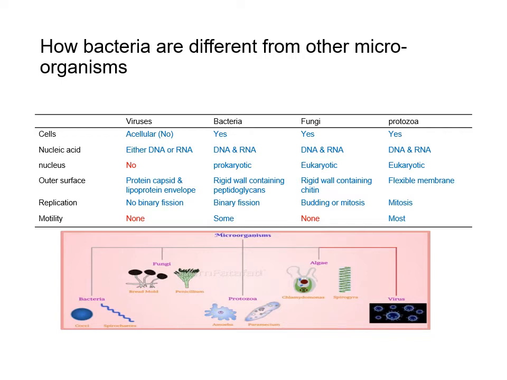The second point is replication. So bacteria replicate by a means of binary fission or division, while the others, like fungi, they reproduce by budding or mitosis. Protozoa, they reproduce by mitosis as well. Viruses replicate actually by multiplication. Motility means the ability of the organism to move. So not all bacteria can move, and we will learn that in a minute. While most protozoa can move, fungi and viruses are non-motile, or they are not able to move. So let's now move to the next slide.